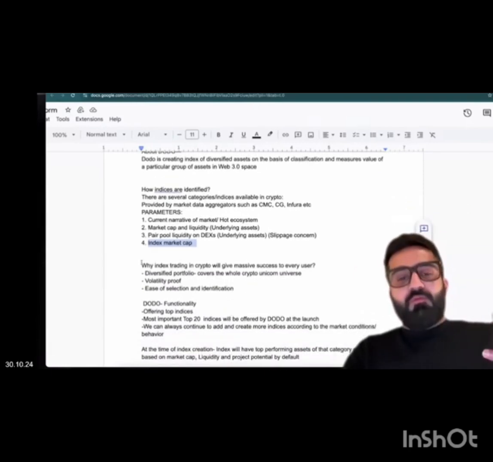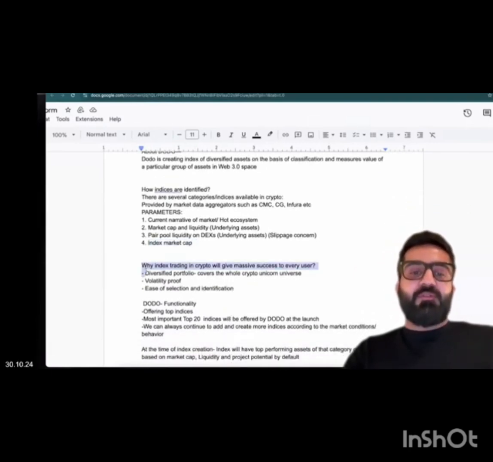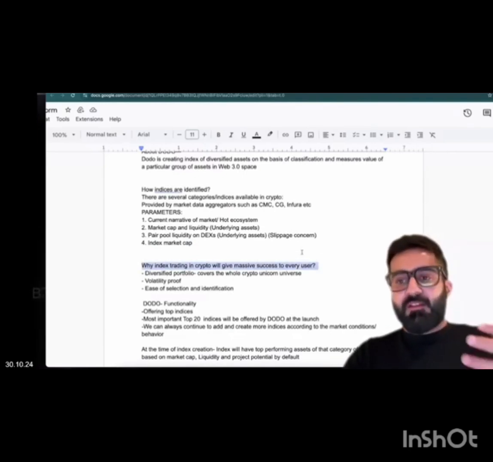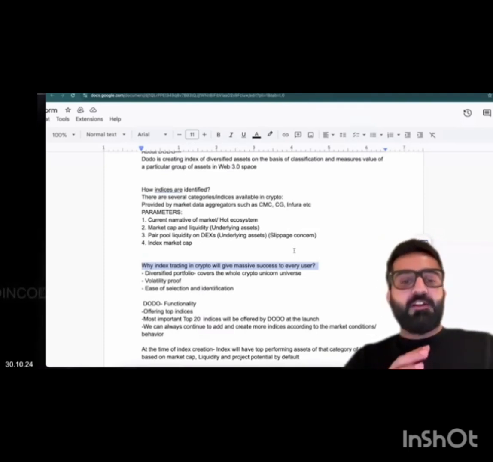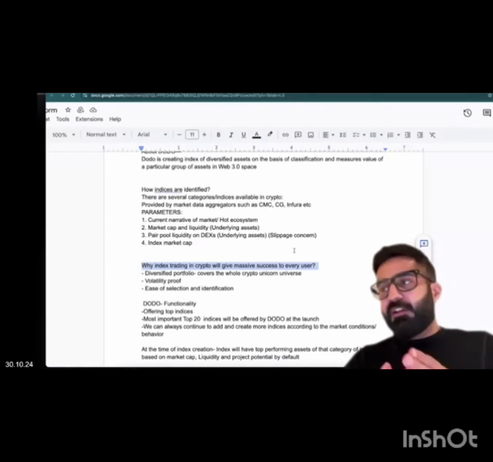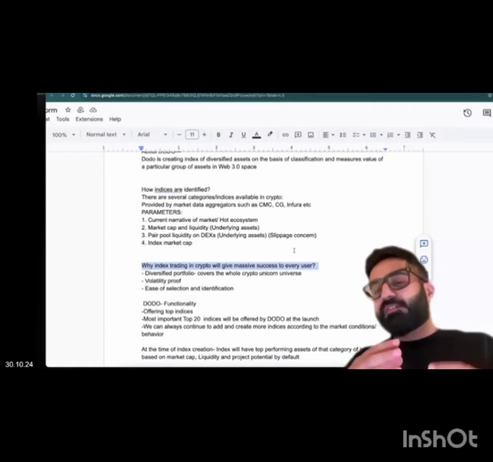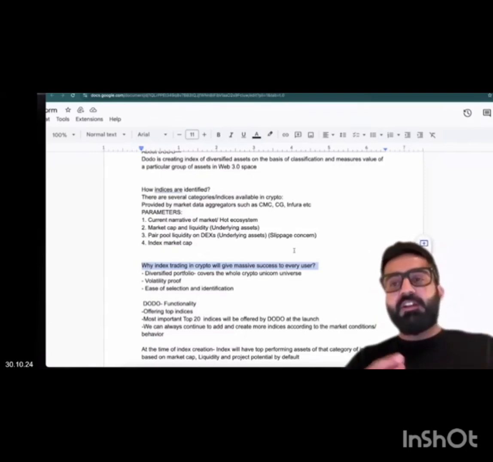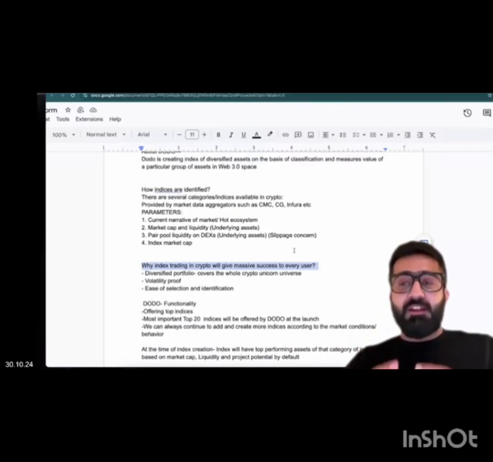Okay. Why will index trading in crypto give massive success to every user? See, at Dodo, we will start with 20 best indices at the time of launch. And once we launch, on the basis of market movement, conditions and behavior, we will create more indices. But these 20 indices are going to pretty much cover the whole market.